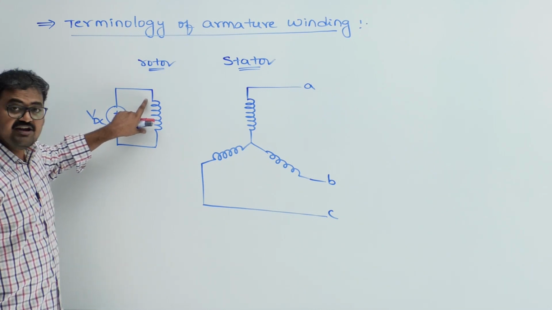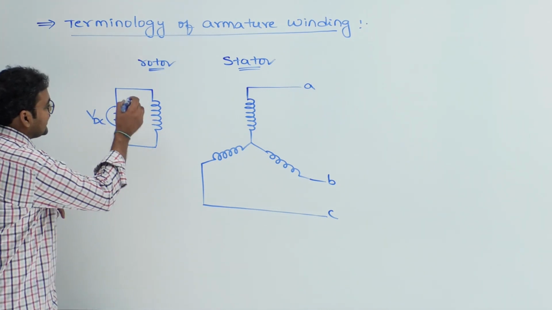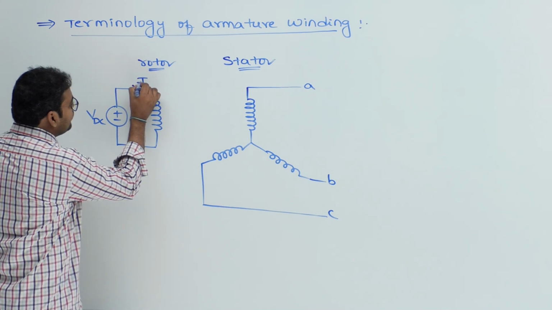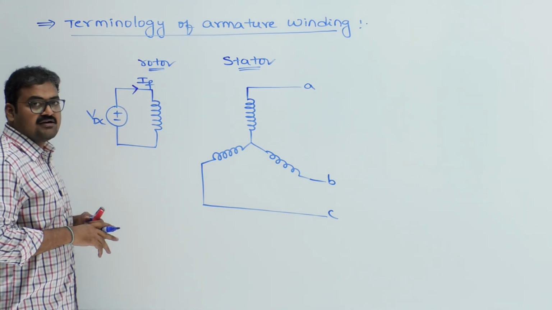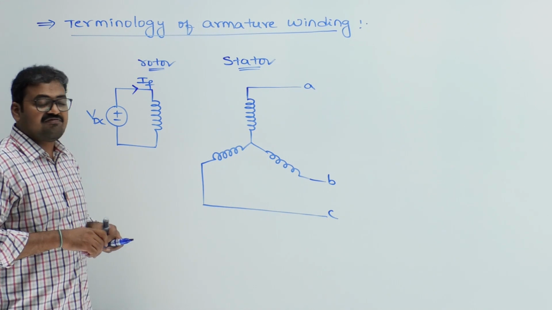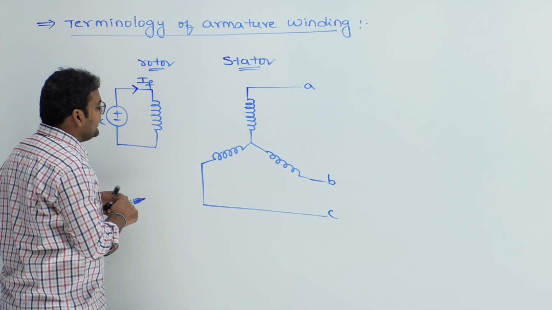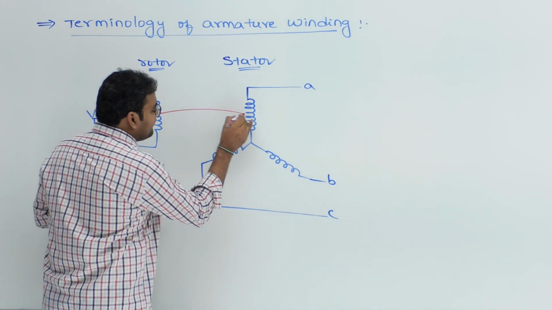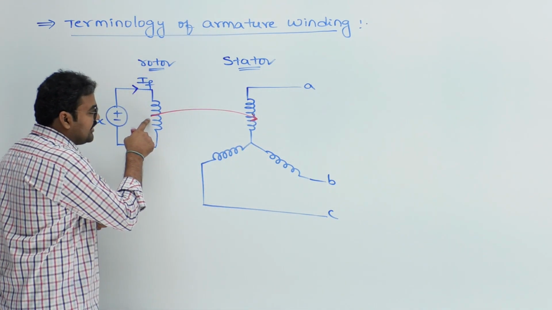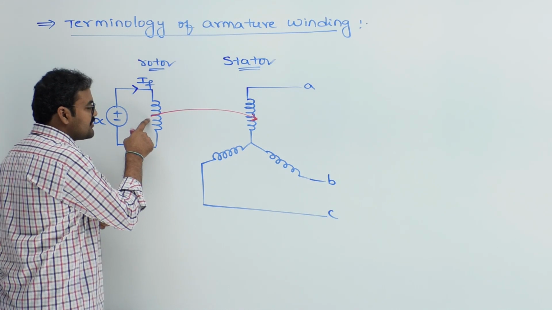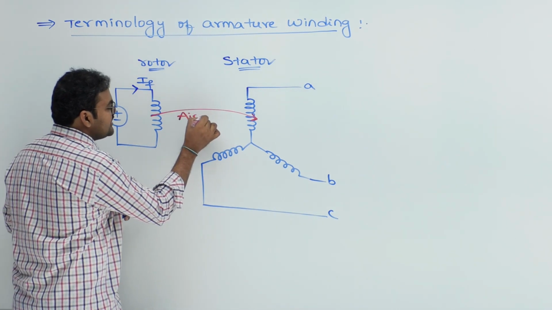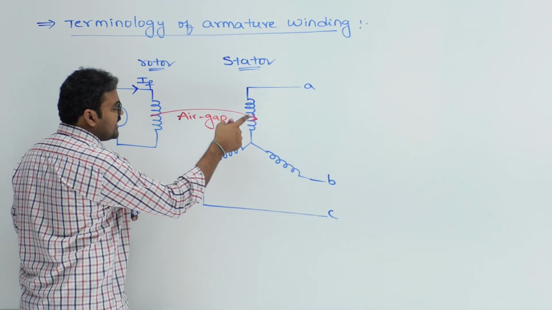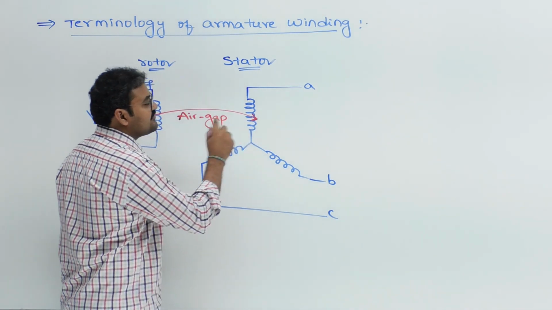This is called as field winding. And the current carried by this field winding, we will call it as field current. And whatever flux created by this field winding, we will call it as field flux. Now that field flux which is created by field winding of synchronous machine will cross air gap and will link armature winding.